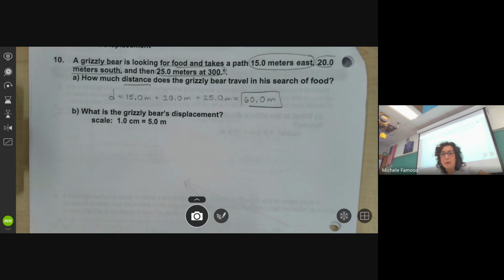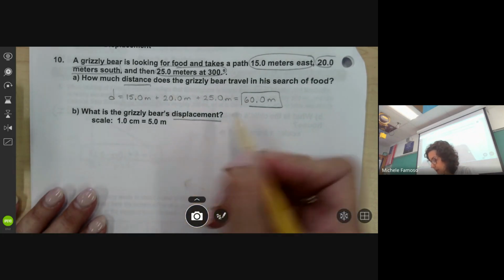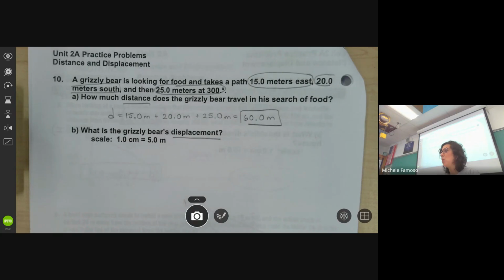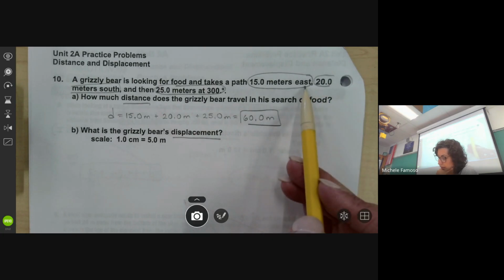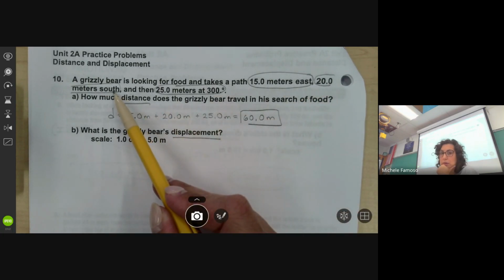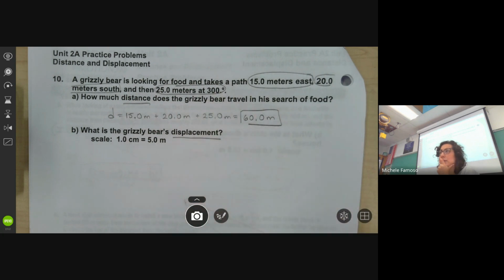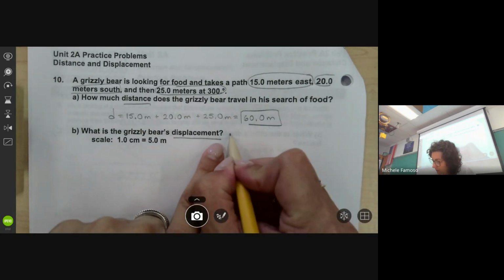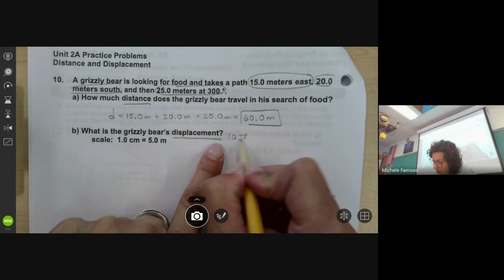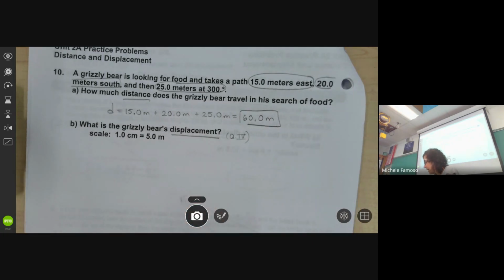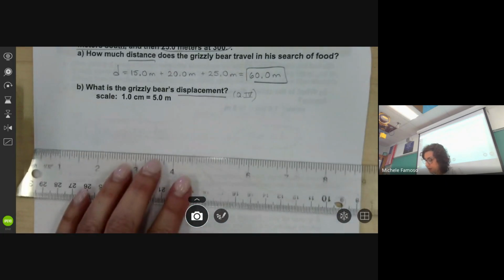All right. Letter B. Now I want the displacement. Okay. First thing, what quadrant does this grizzly bear land in? It goes east and then south and then at 300 degrees. 1, 2, 3, or 4. Yeah, this is 4. Quadrant 4. So where do you think I should put my x-axis? Yeah, top of the space.